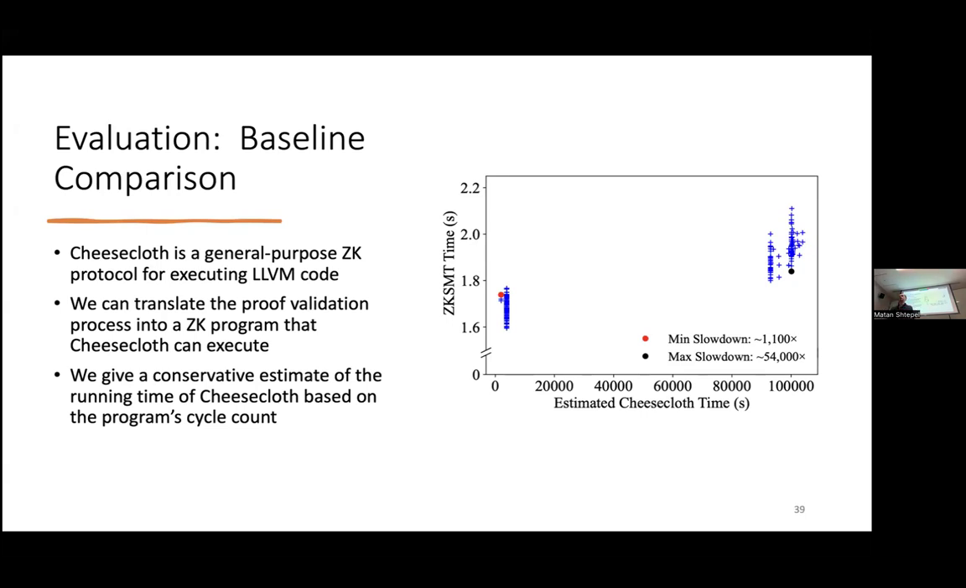At best, cheesecloth is more than 1,000 times slower than ZKSMT is, and at worst, it's more than 50,000 times slower. Now, ZKSMT's running time for all these benchmarks is in the range of about 2 seconds, but the slowest ones here for cheesecloth would take more than a day each.